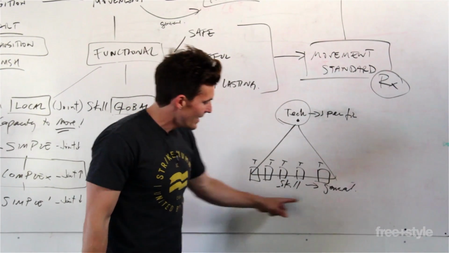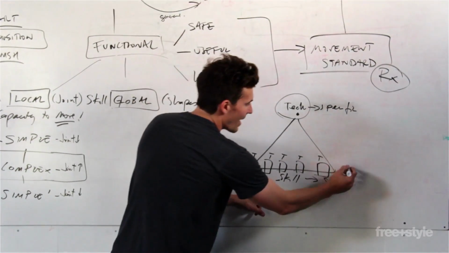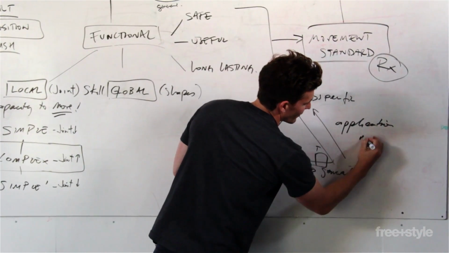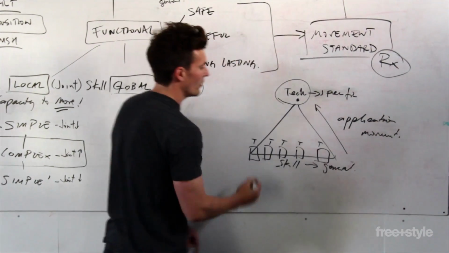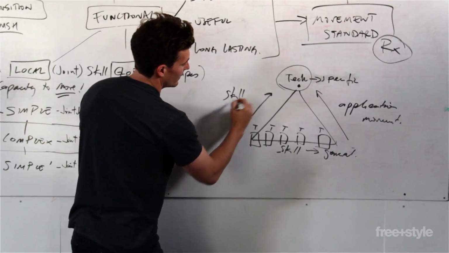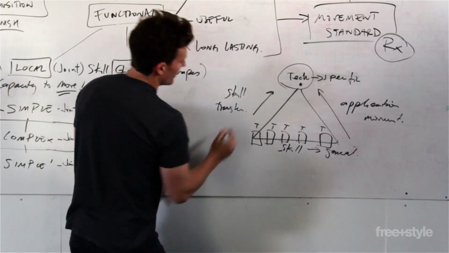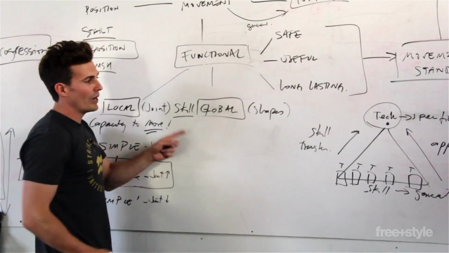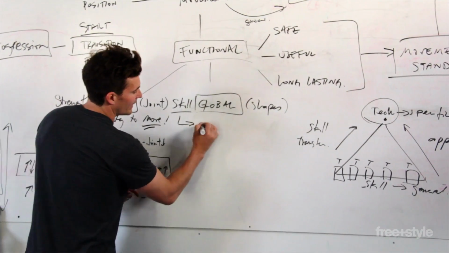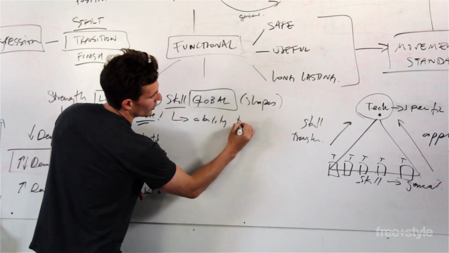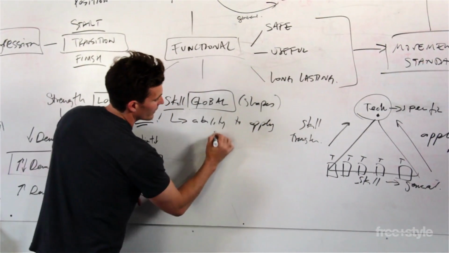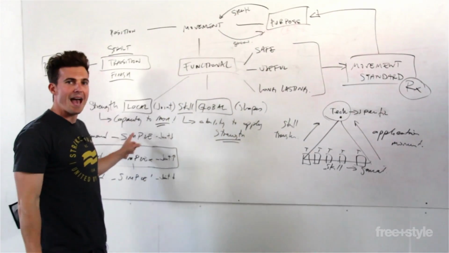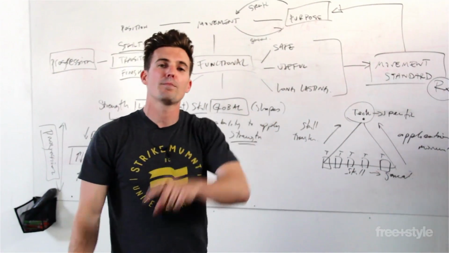And our skill is our ability to apply that movement pattern. This is application of a movement pattern, of movement. And that is also known as skill transfer. And if you look at this here at a global level, what are we really studying? Well, we're studying the skill, which really defined is our ability to apply strength. And if you remember, strength is your capacity to move. It's your capacity to get into positions.